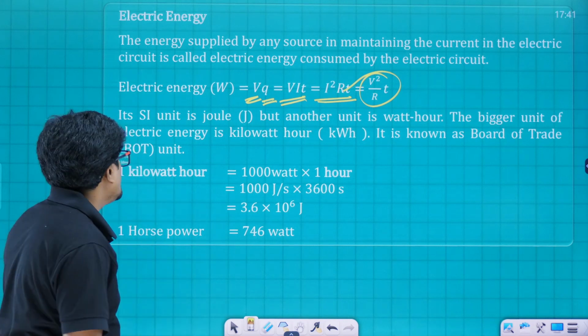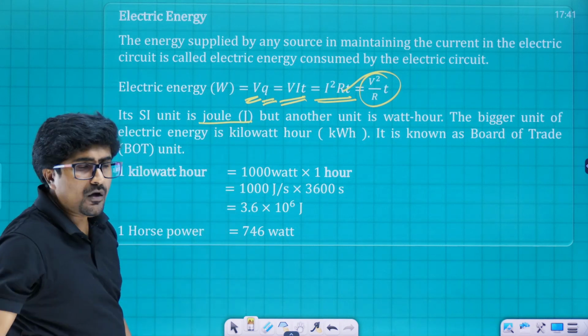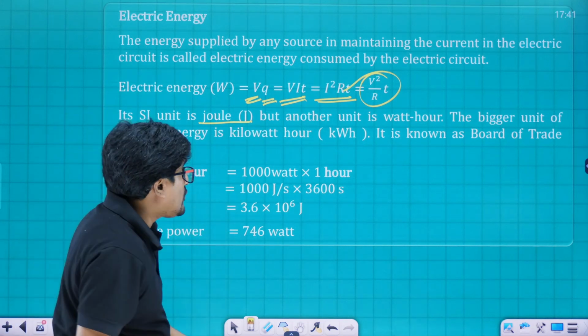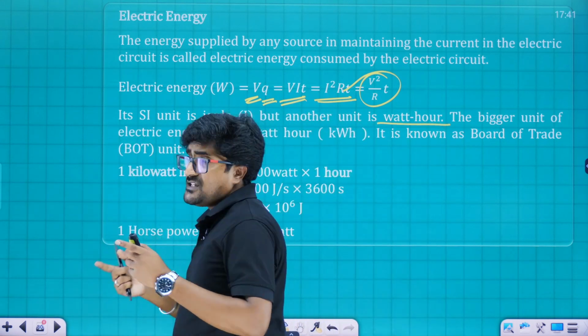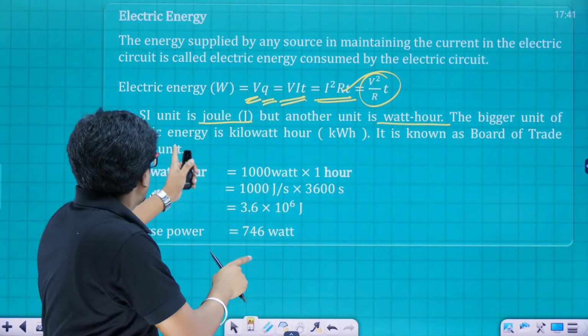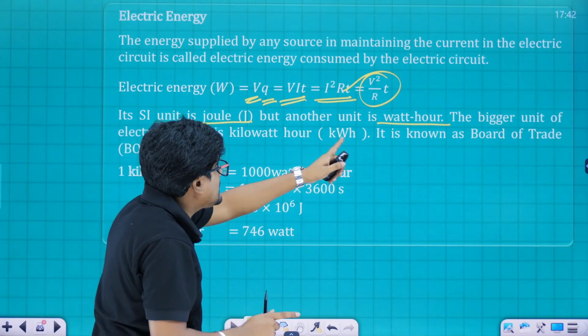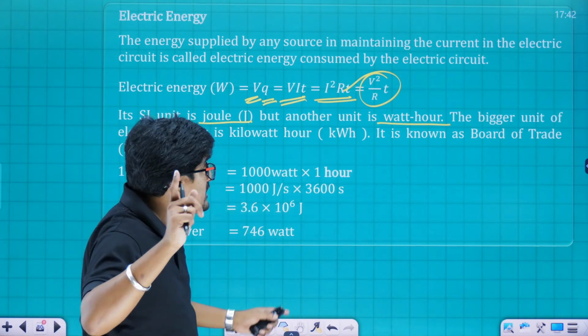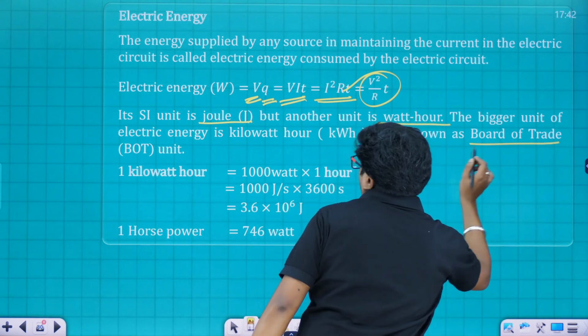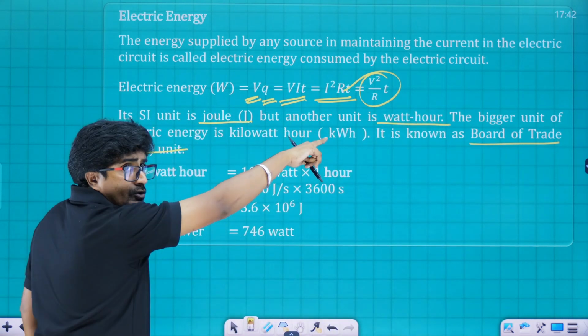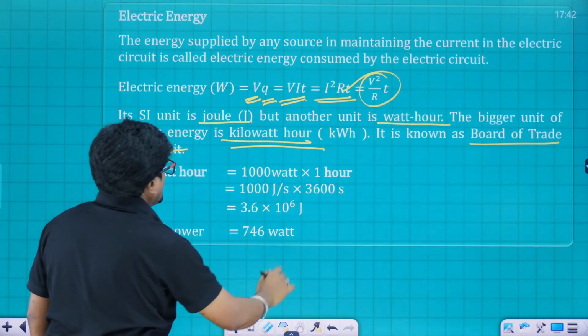Now, what about its unit? The SI unit is Joule. There is one more unit, that is kilowatt hour, which is another practical unit of the energy used. And this same thing, kilowatt hour, is also known as the Board of Trade unit, but it's not watt hour, that is kilowatt hour.